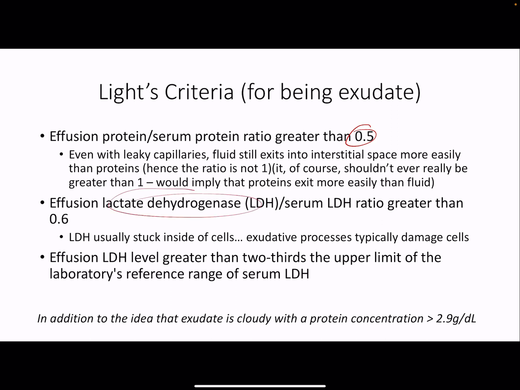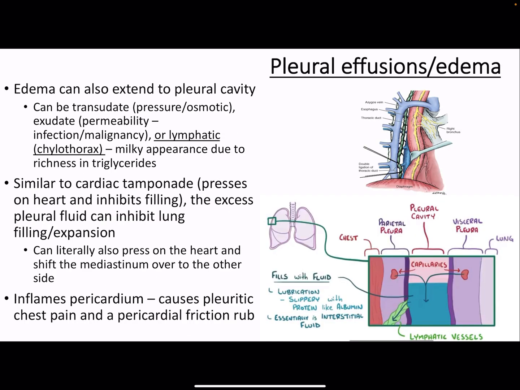Lactate dehydrogenase is usually associated with damaged cells. So lactate dehydrogenase is in cells, the cells are damaged, the LDH spills out. Exudative processes are going to damage cells. So it makes sense that I should see these go hand in hand. An effusion to serum LDH ratio greater than 0.6 is diagnostic, or an effusion value that is greater than 2/3 of the upper limit of the laboratory reference range. And again, you can also just see the exudate is cloudy and the protein concentration is large, greater than 2.9.